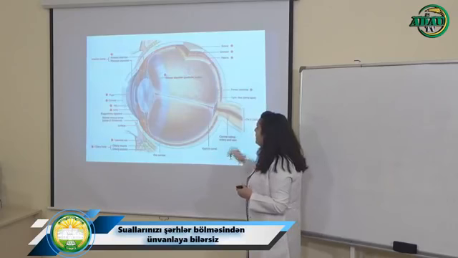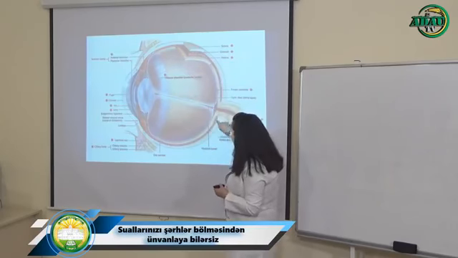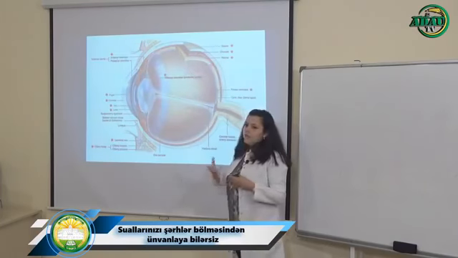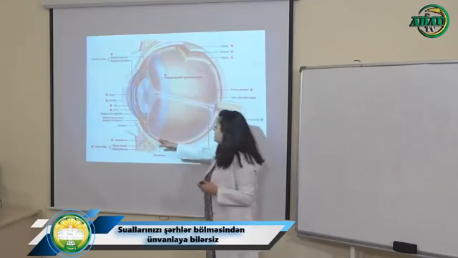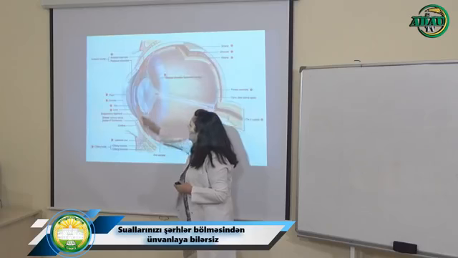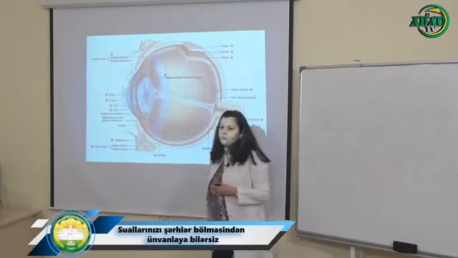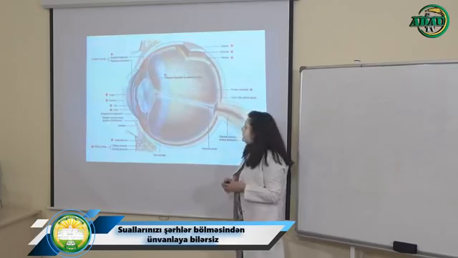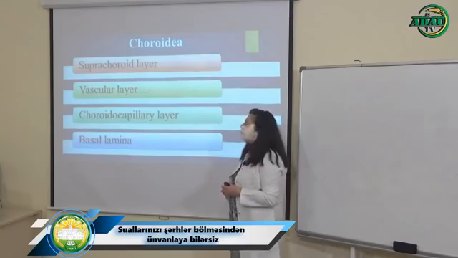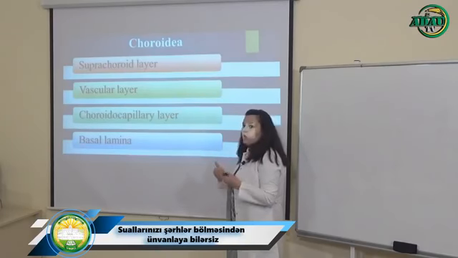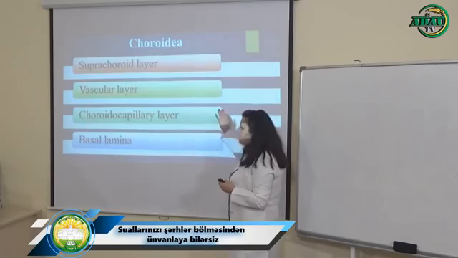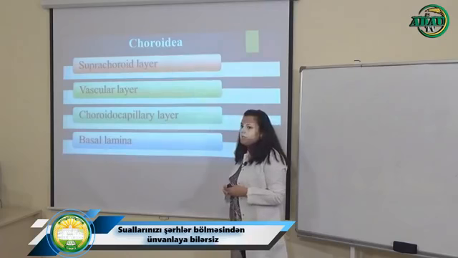So here you can see the vascular layer. I'd like to show you this middle layer, this red layer is the vascular layer, tunica vasculosa, and it consists of 3 main parts. The choroid is the largest portion of the tunica vasculosa. Then we have the ciliary body in the middle, and the iris is the most anterior part of the tunica vasculosa. If we talk about the choroid, in Latin choroidea, it consists of 4 layers: the suprachoroid layer, the vascular layer, the choroidocapillary layer, and the basal lamina.